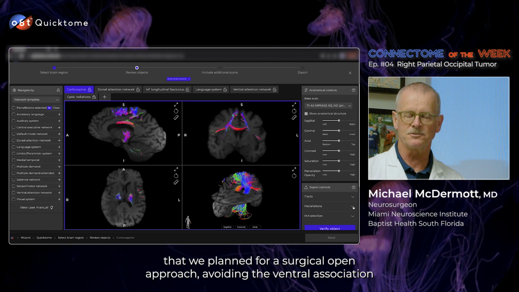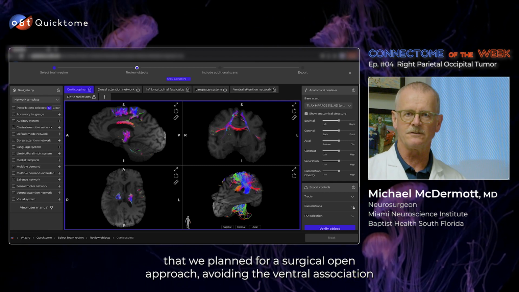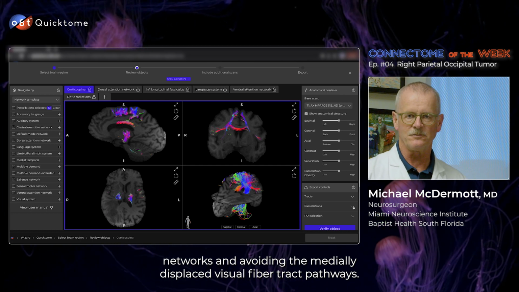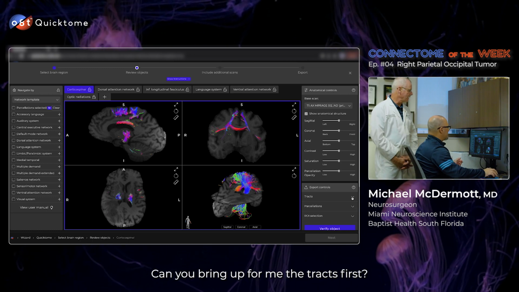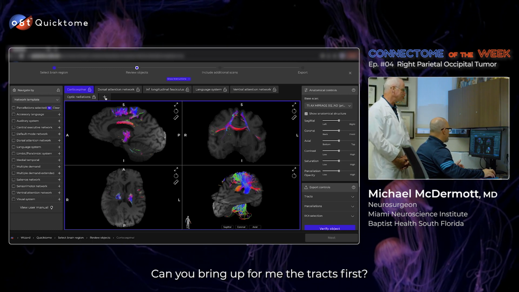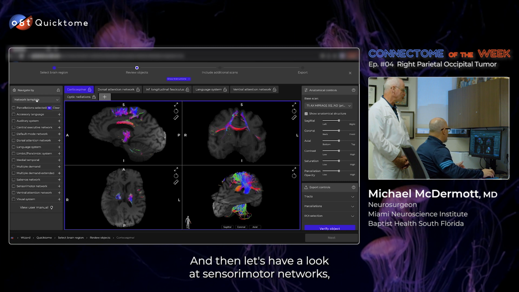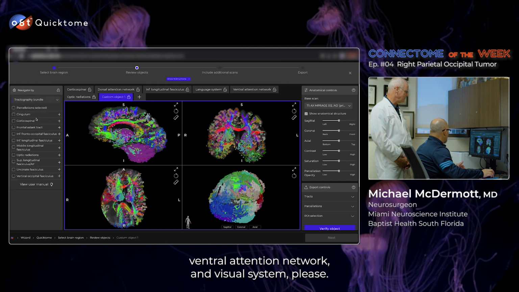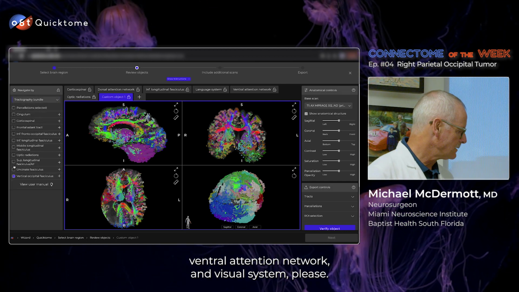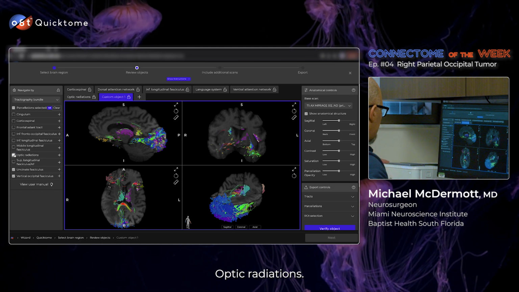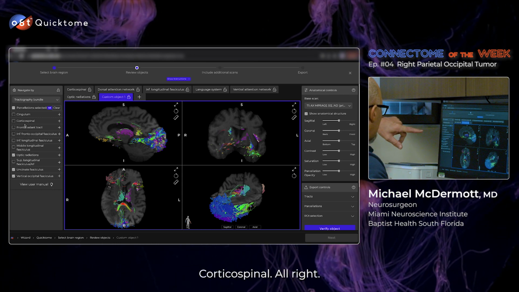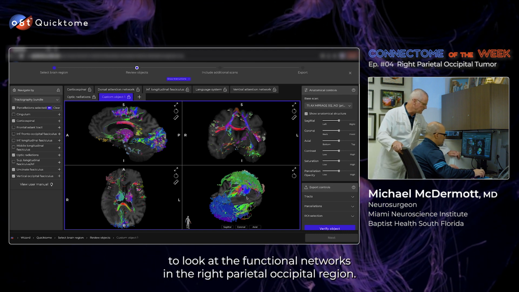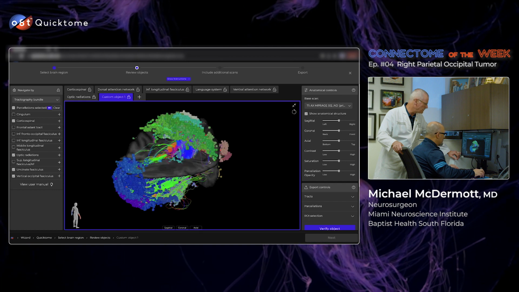that we planned for a surgical open approach, avoiding the ventral association networks and avoiding the medially displaced visual fiber tract pathways. Can you bring up for me the tracks first, and then let's have a look at sensory motor networks, ventral attention network, and visual system, please. Optic radiations, correct. Corticospinal, all right. And then let's rotate the 3D object to look at the functional networks in the right parietal occipital region.